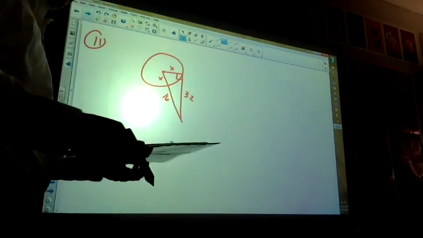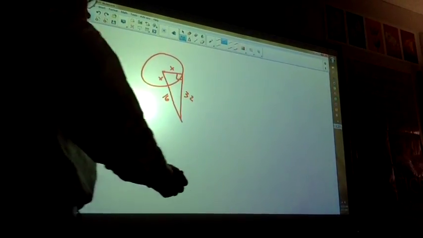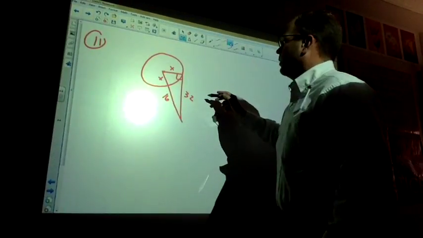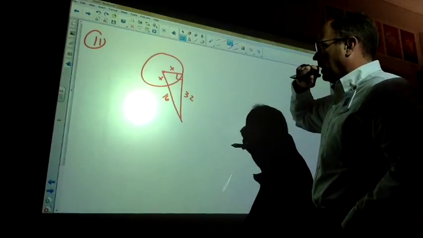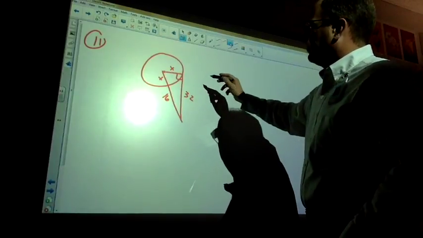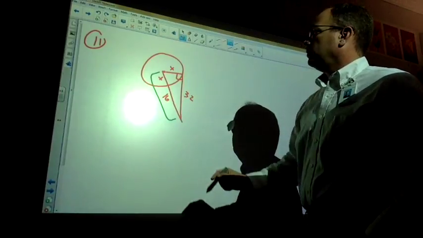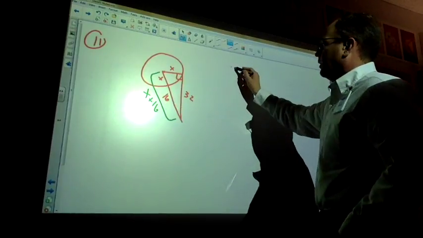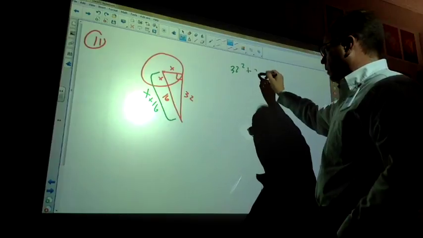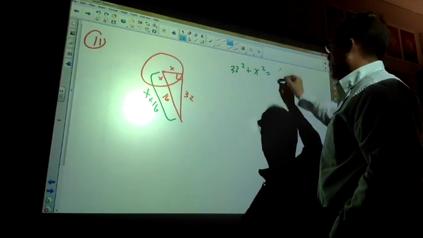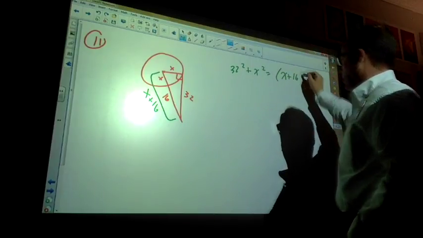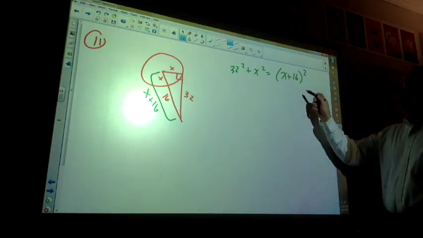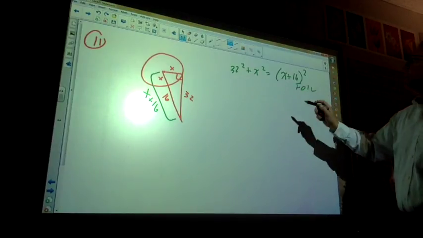Okay. This is going to be a quadratic. So we need to check to see if the Pythagorean theorem is going to work. So I'm going to get, how long is this whole side? Yeah, x plus 16. So I'm going to get 32 squared plus x squared equals (x plus 16) quantity squared. So you've got to FOIL this bad boy.